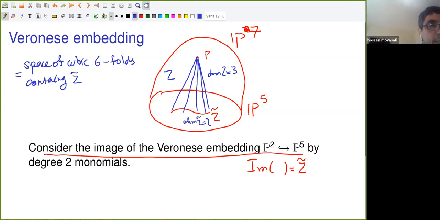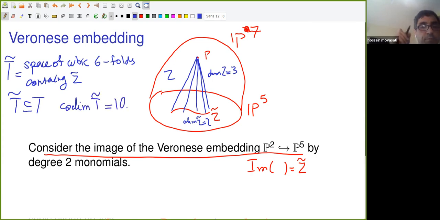Let's call it T tilde. So this T tilde is inside my full parameter space of cubic six-folds, and it is easy to compute its codimension. The codimension of T tilde is 10. But the codimension of the Hodge locus, I wrote an upper bound, will be less than 8. So this picture will give me for sure, and not conjecturally, a new Hodge cycle. So I want to explain this one.